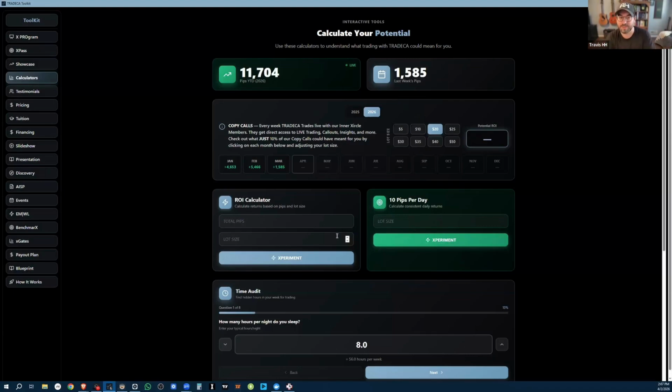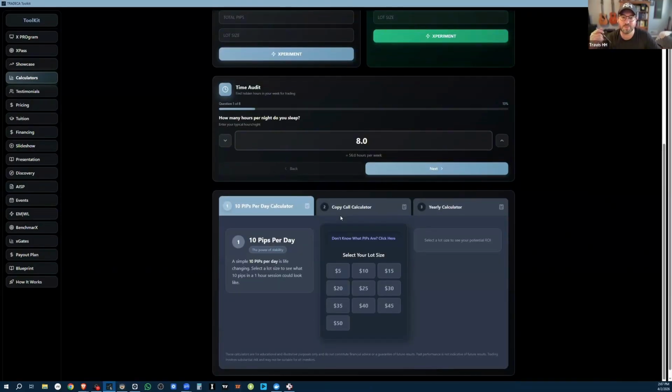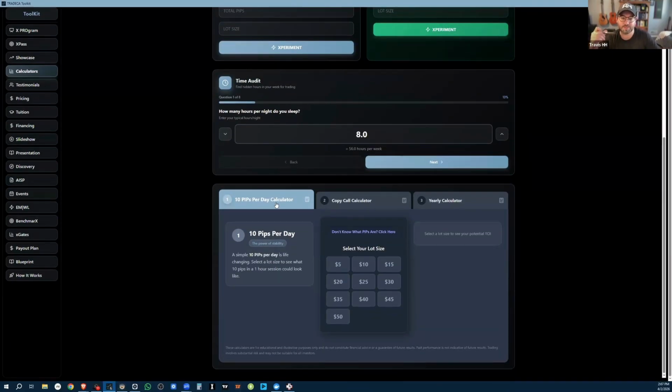A lot of you already do know what pips are, and you're like, well, how the heck do I get to the consistency behind the 10 pips too, right? And that's kind of what we cover all over in the blueprint. So for right now, though, what does that 10 pip play look like?